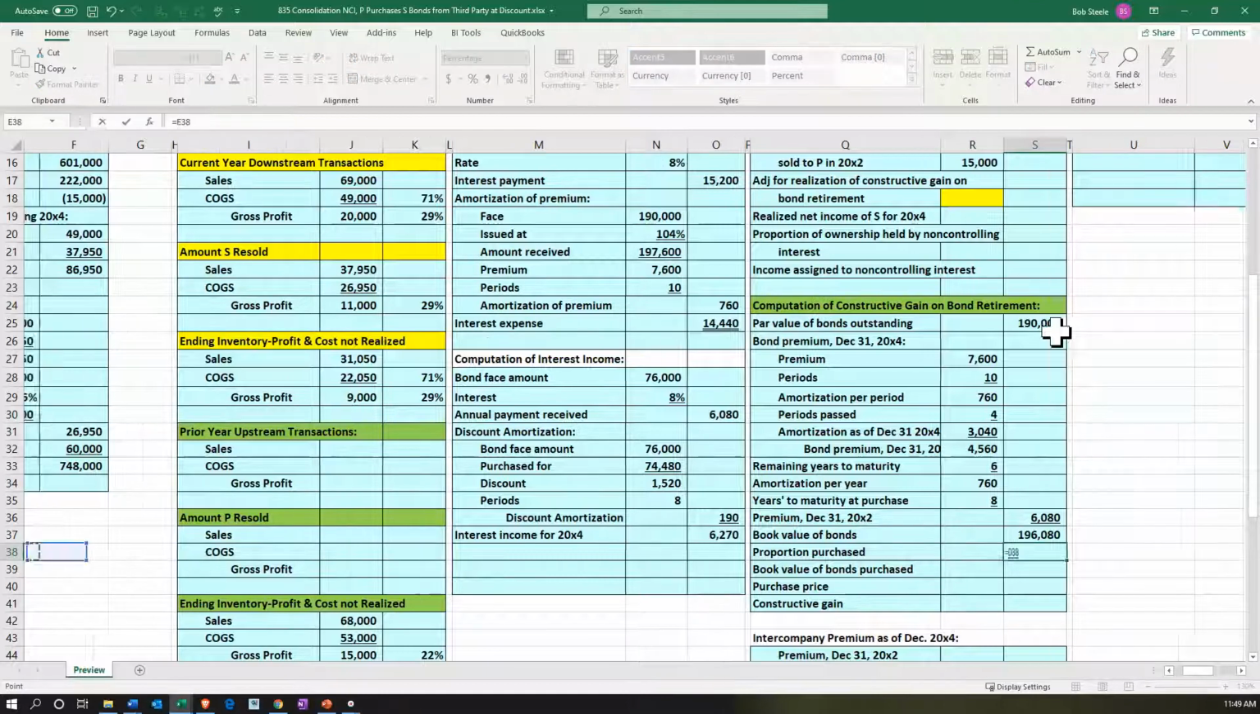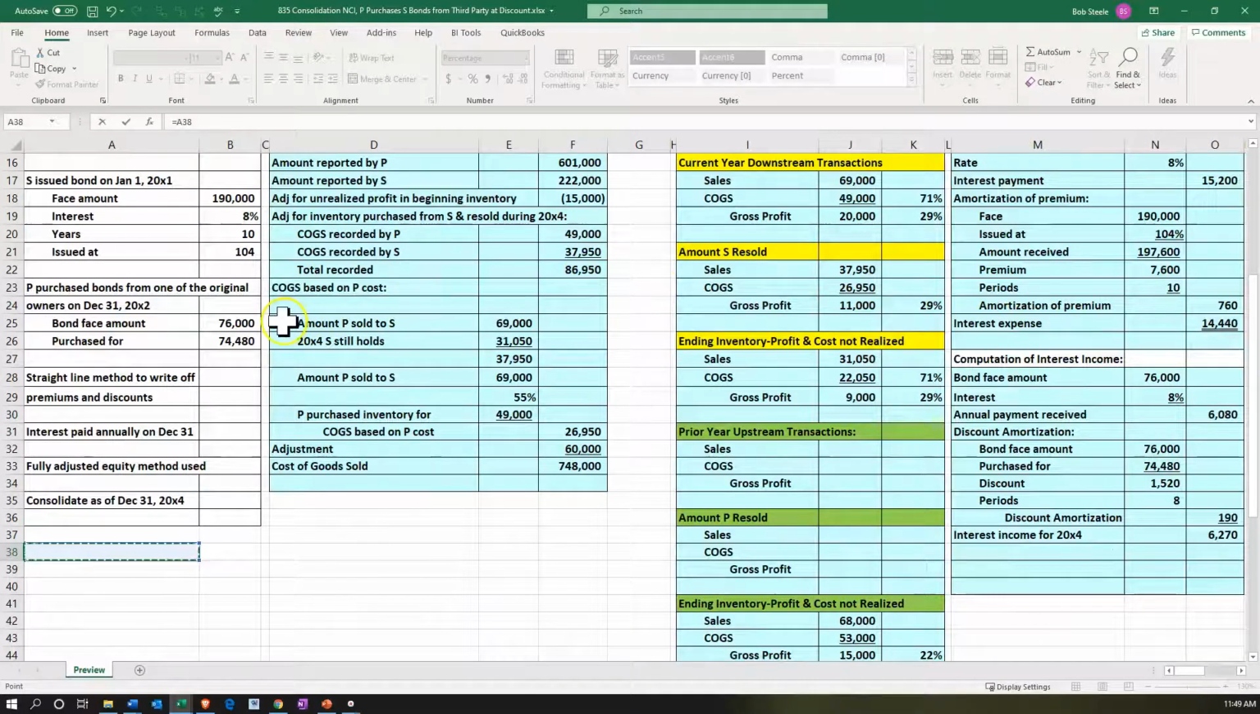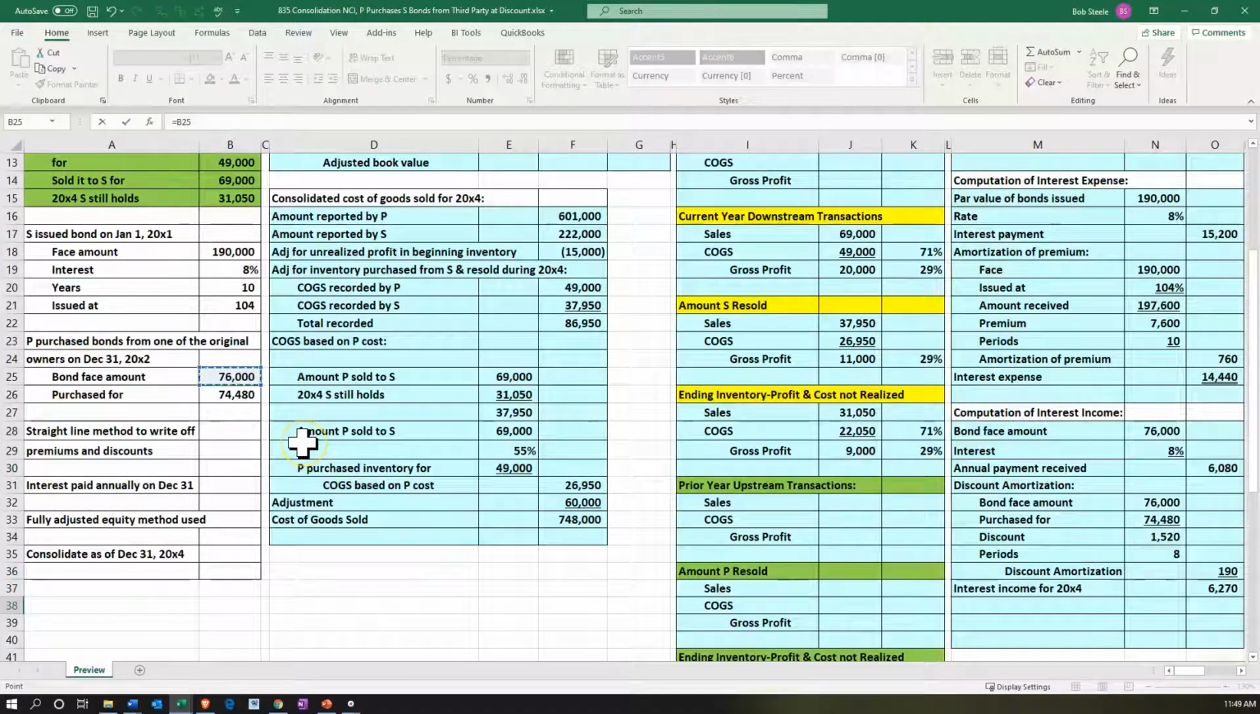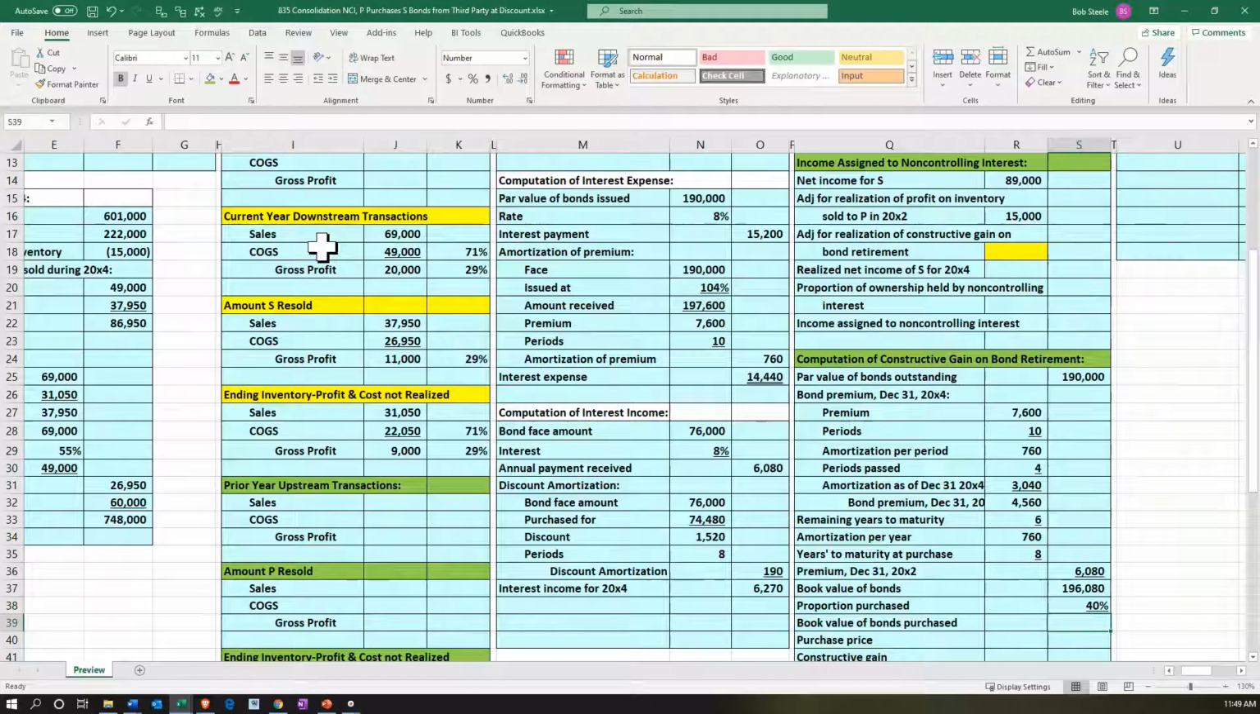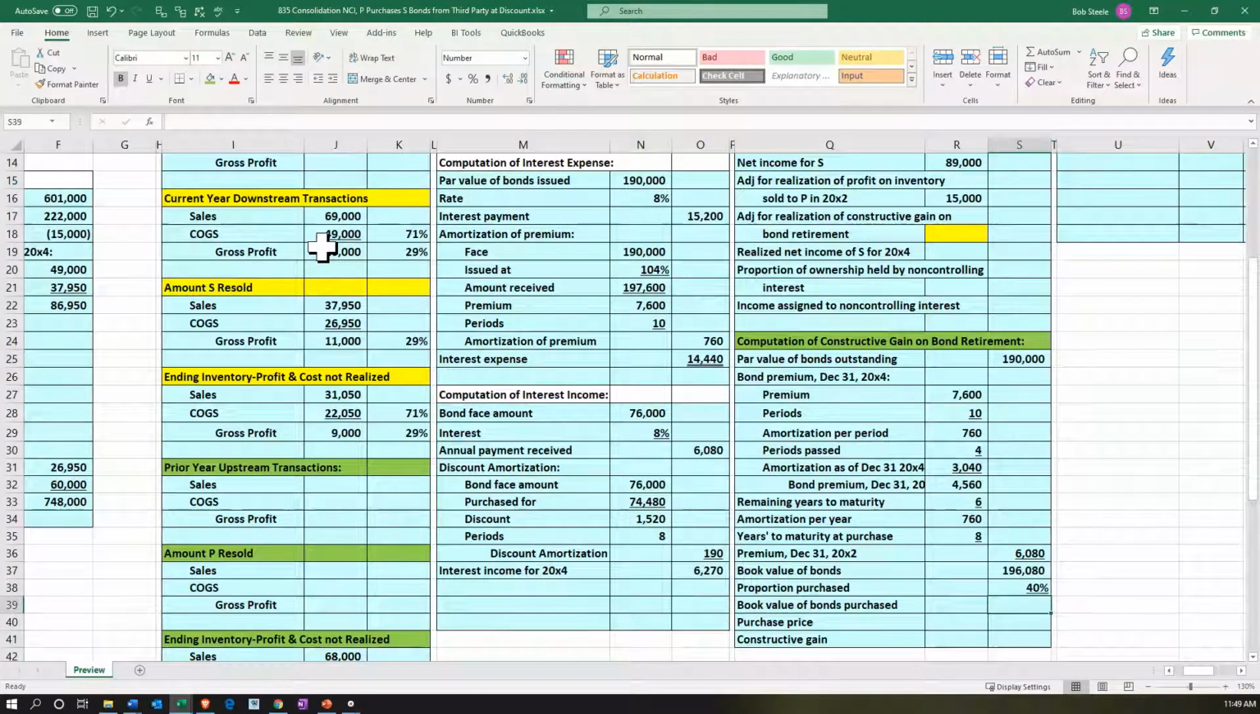We're going to say, all right, well, let's use a ratio. They purchased 76,000 divided by the full 190, so that's using the face amounts. 76 divided by the 190 is 40%. Then if we take 40% of that 196, that will be the book value of the bonds that were purchased by P for 2000X2. So here's the 2000X2 bond book value as of that date times the 40% that was purchased by P. That's going to be the 78,432, the book value of the 40% of bonds purchased.